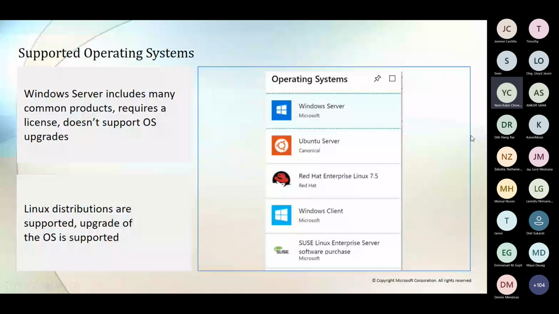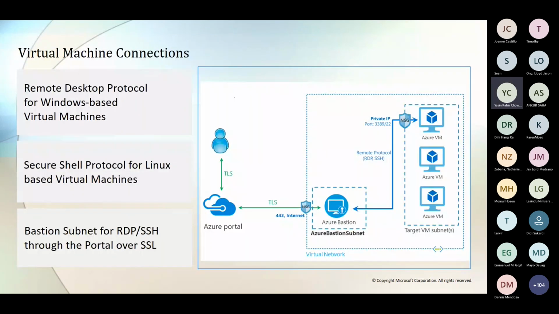Now, supported operating systems. Which types of operating system do we have? We have different types, like Windows Server, Ubuntu, Windows Client, SUSE, Linux, a lot of options. When we go to create the virtual machines, then we can check and see all the supported OS.